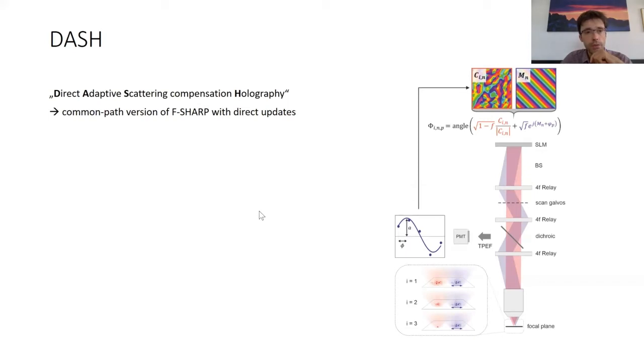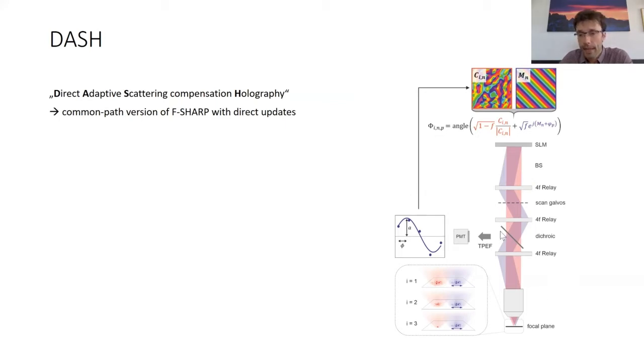Now I'd like to present our technique that we have been working on last year, and are still working on, which we have called DASH, which stands for Direct Adaptive Scattering Compensation Holography. And if I were to explain in a single sentence what DASH actually is, I would say it's a common path version of F-sharp with direct updates.